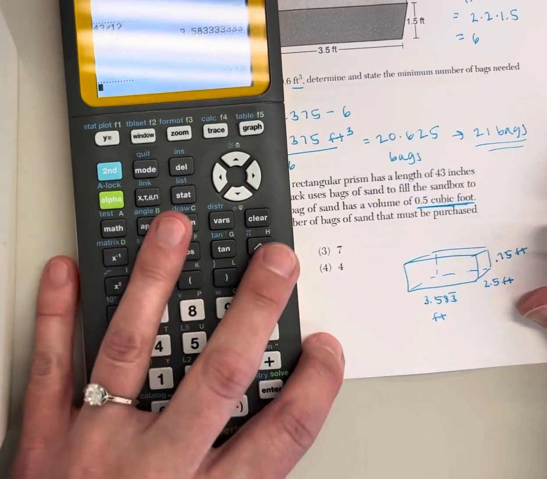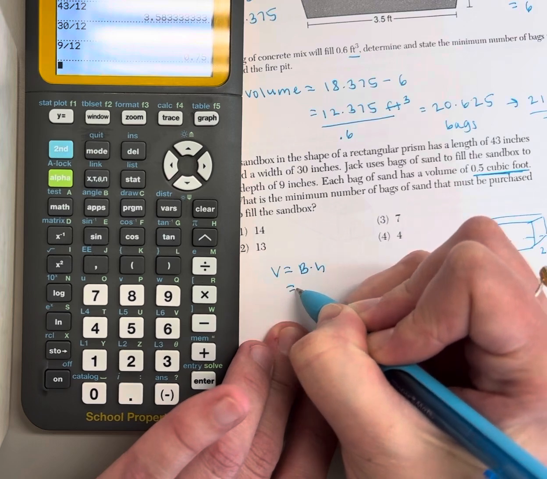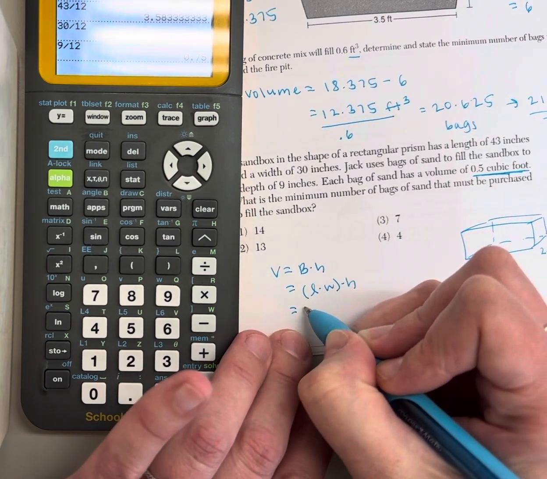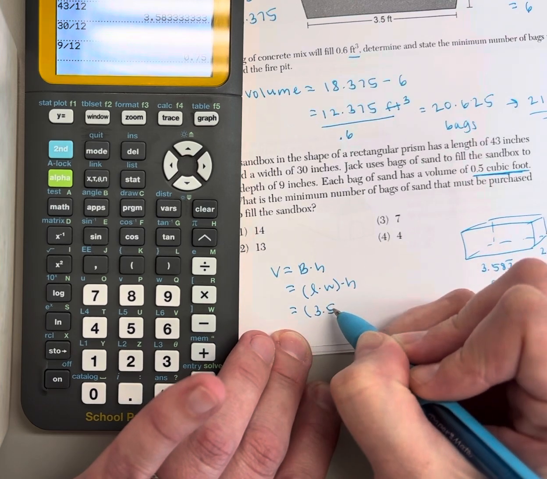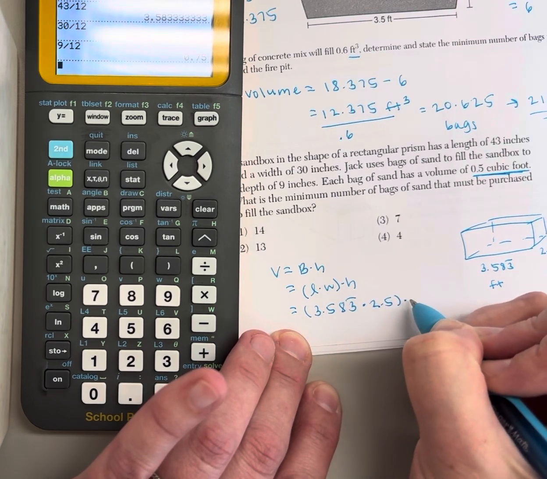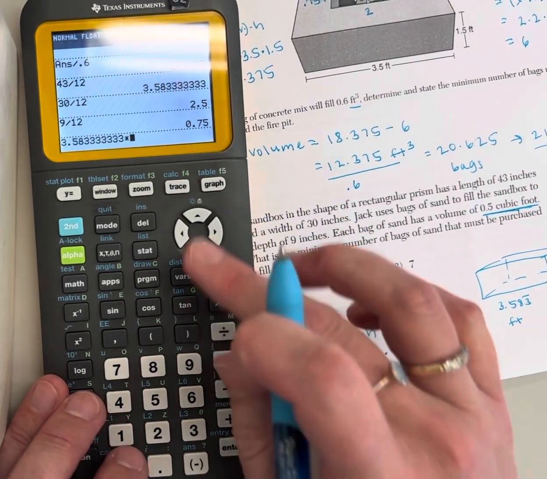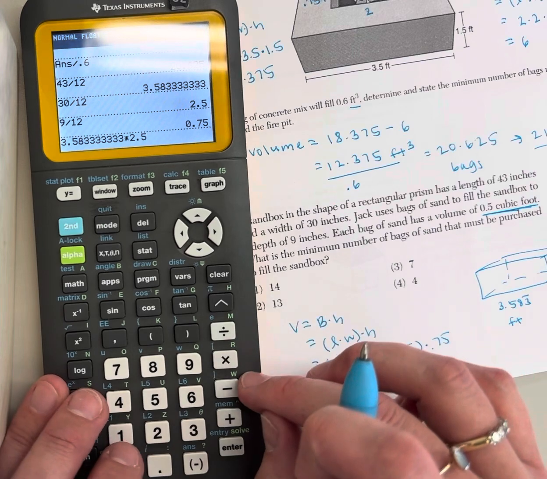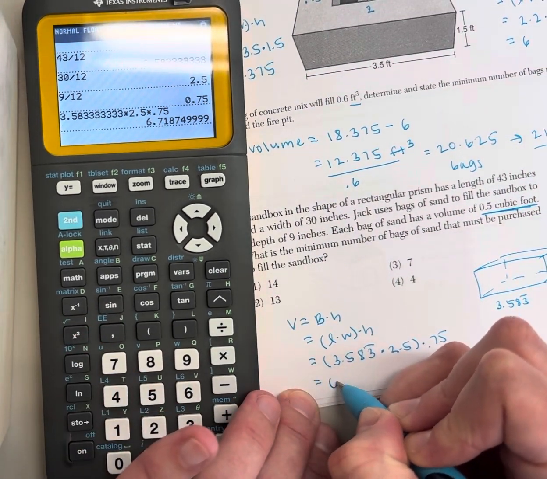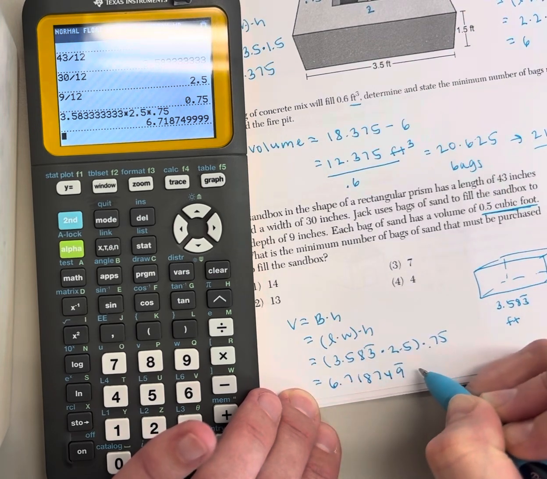All right, so now I can do my volume. Capital B for rectangular prism times H. That's length times width. Length is the 3.583 repeating number, 2.5, and then 0.75. So this times 0.75. So my volume is 6.718749 repeating feet cubed.